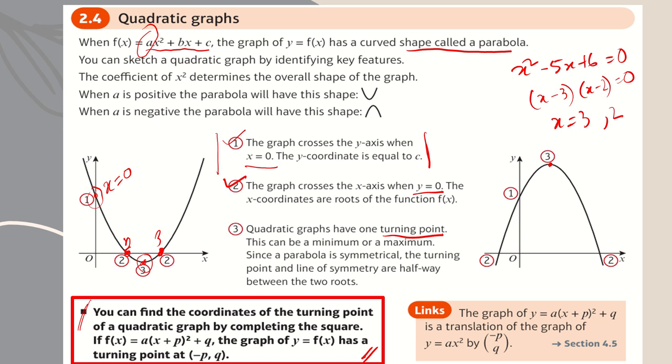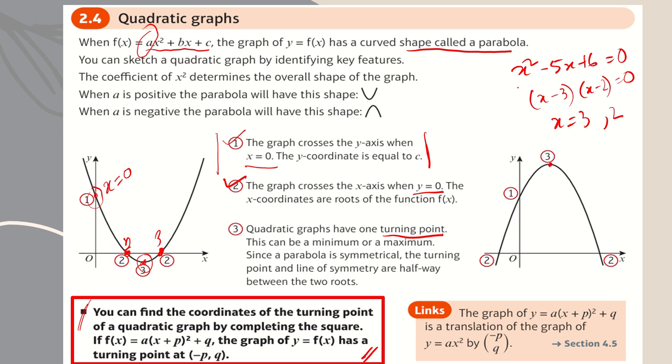In order to find out the coordinates of the turning point, you have to express the quadratic expression in the form of completing the square. We learned that in the last 2 classes, where we focused on completing the square. Now we are going to get the benefits of understanding the method of completing the square.